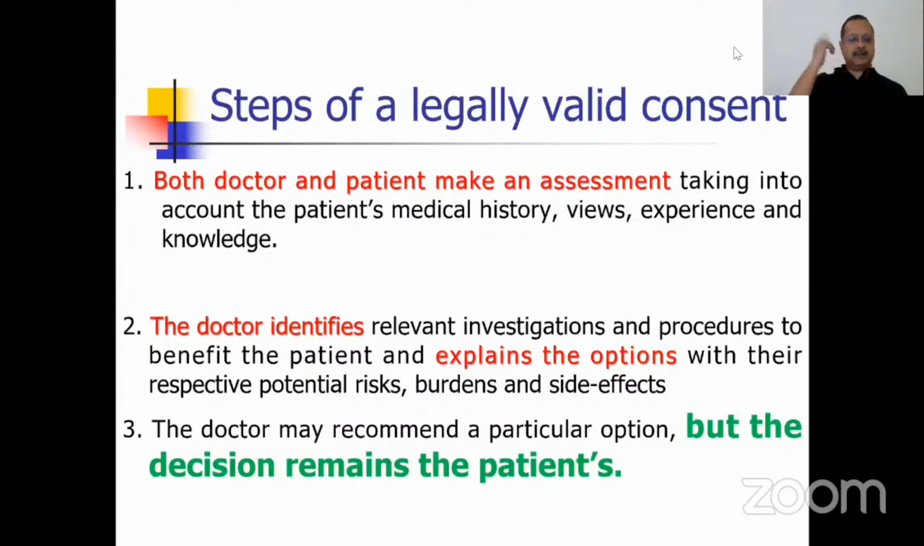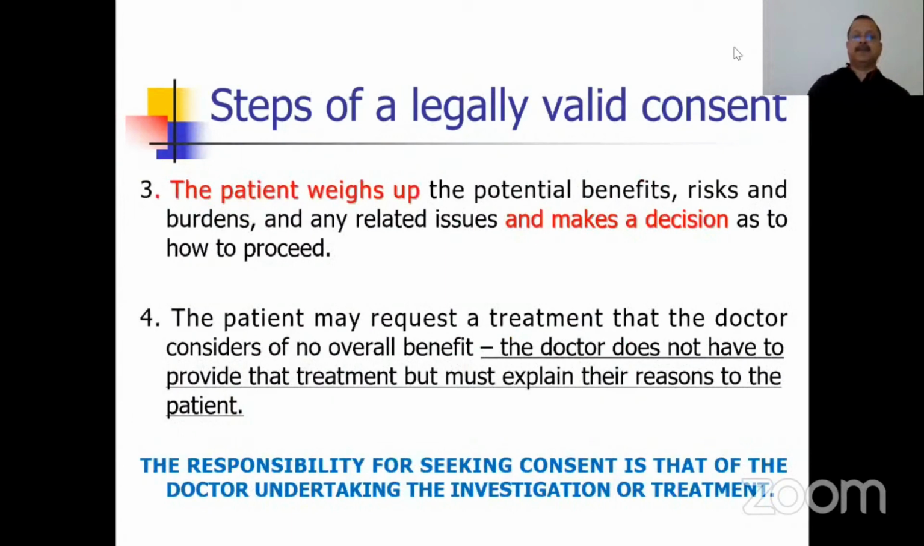The doctor then identifies the relevant investigations and procedures to benefit the patient and explains the options, like I said earlier, with their respective potential risks, burdens, and side effects. The doctor may recommend a particular option, but we should understand the principle of patient autonomy, and realize that the decision ultimately remains with the patient. What shall be done with him ultimately rests with the patient. So when given a lot of choices, the patient weighs up the potential benefits, risks, and burdens, and any related issues, and makes an informed choice as to how to proceed.